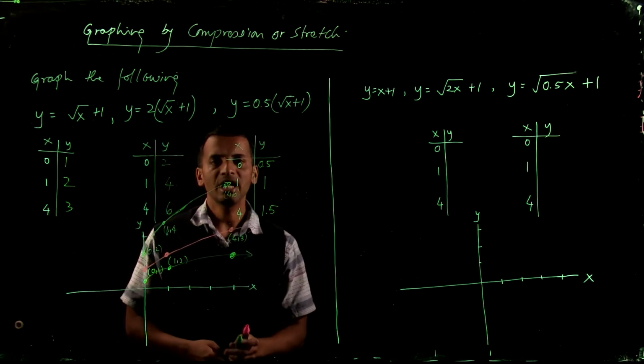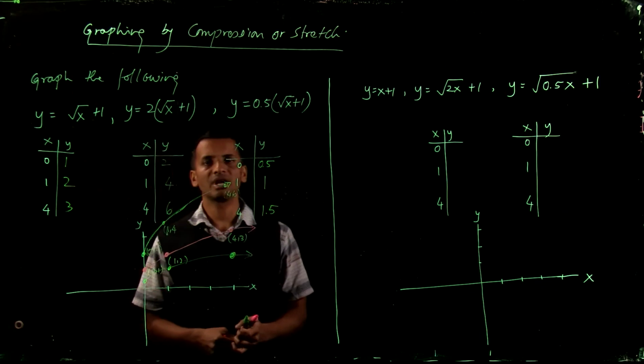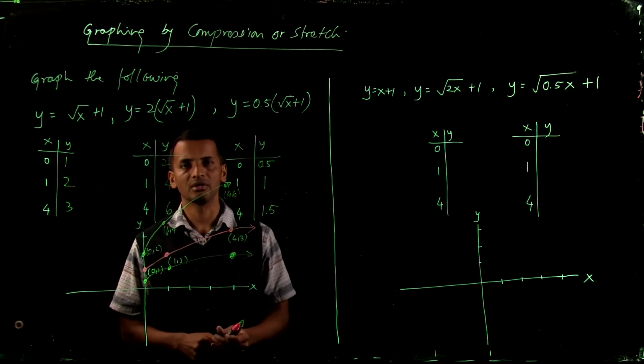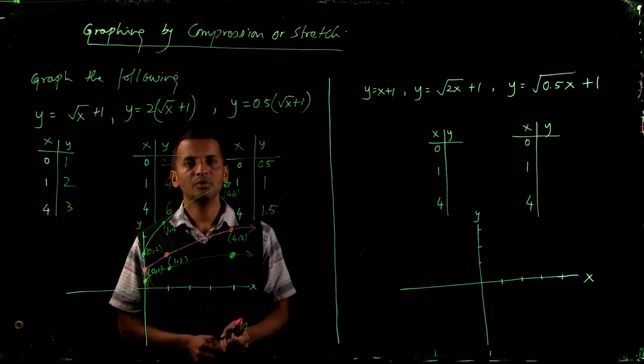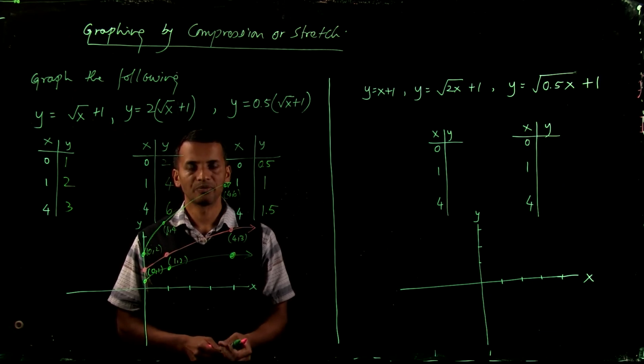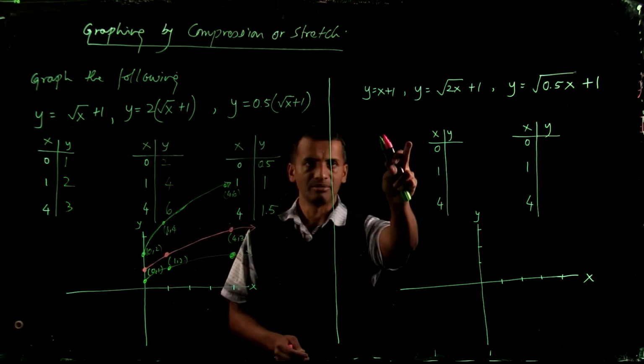All right, so the main idea here is, if you multiply the right hand side of a function by a number bigger than 1, then you will see the vertical stretch, and if you multiply by a number less than 1, you will see the vertical compression. All right, let's see in this graph.